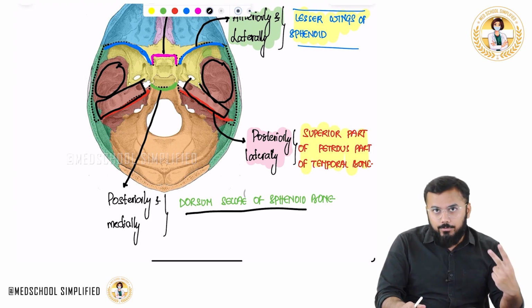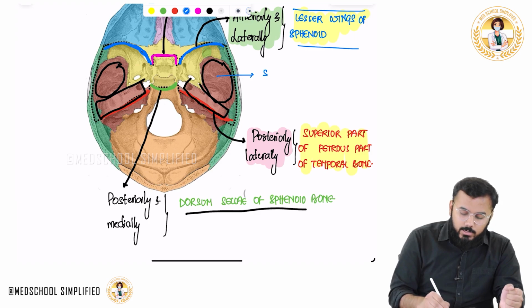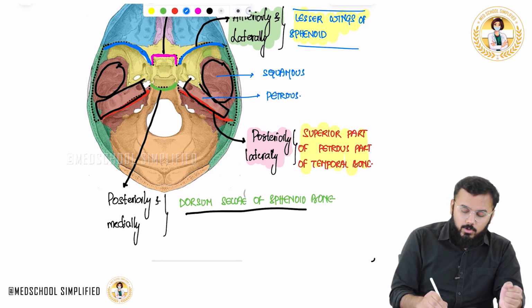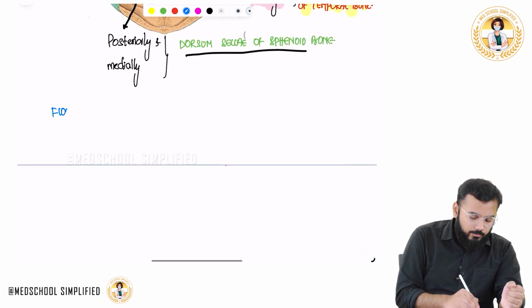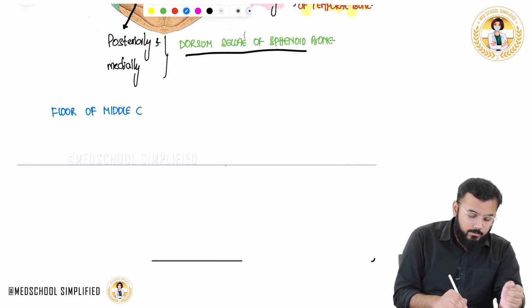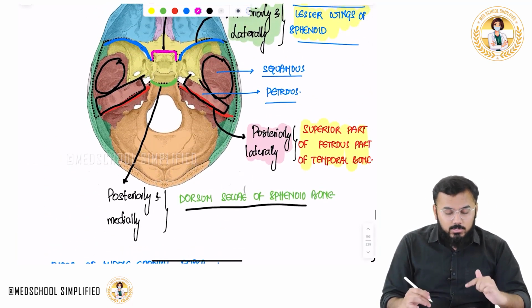And within the temporal bone, you have got 2 parts here. One is called as a squamous part and the other is called as a petrous part. See here, this one over here is called as your squamous part of the temporal bone. So this one is called as your petrous part of the temporal bone. Squamous part as well as the petrous part. So the floor of middle cranial fossa is consisting of mainly 2 bones. So one is called as a sphenoid bone.